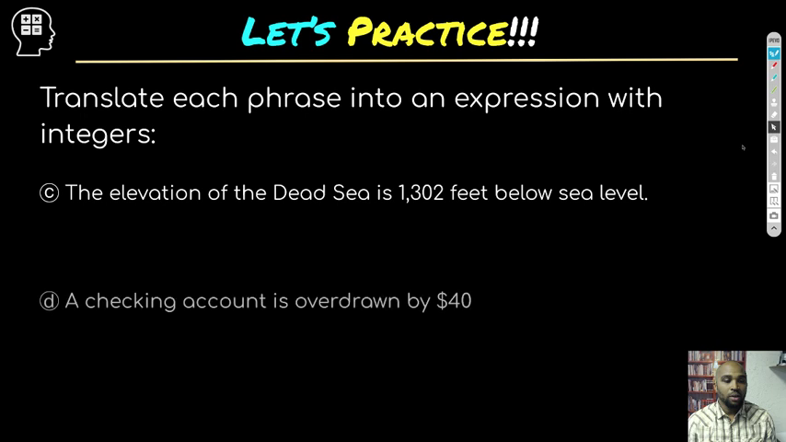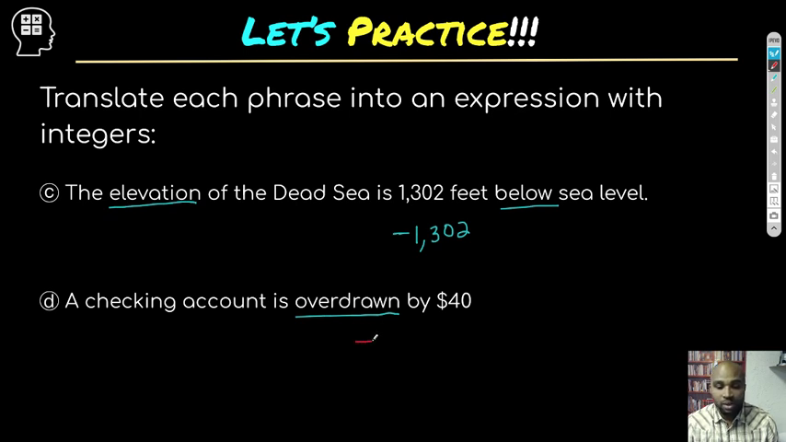All right, let's look at another 2. The elevation of the Dead Sea is 1,302 feet below sea level. Now, it's kind of deceiving when you hear elevation because that means to go up or to elevate something. But then you realize that it's below zero. So this is going to be negative 1,302 feet below zero. The checking account is overdrawn. Wow. You might not know that word, but hopefully you'll never find out from your own experience. Overdrawn means you took out too much money, so now this is going to be a minus 40, because you overdrew $40.